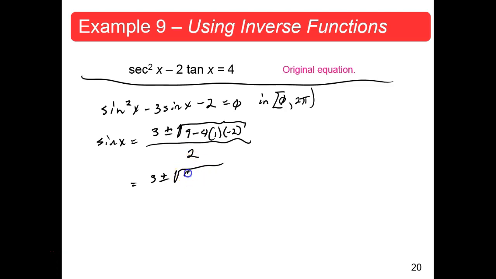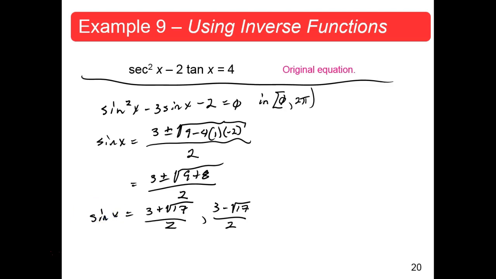9 plus 8. Okay, I'm feeling better about it now. Over 2, and this will be 3 plus root 17 over 2, and 3 minus root 17 over 2. There are 2 solutions for sine x.